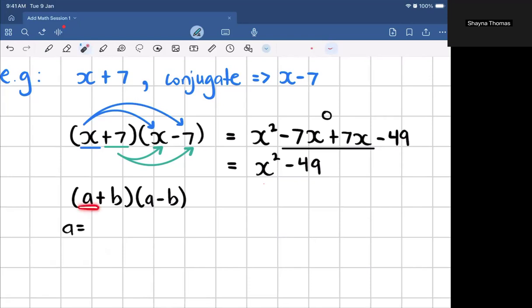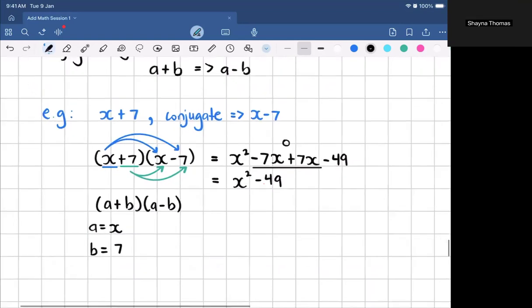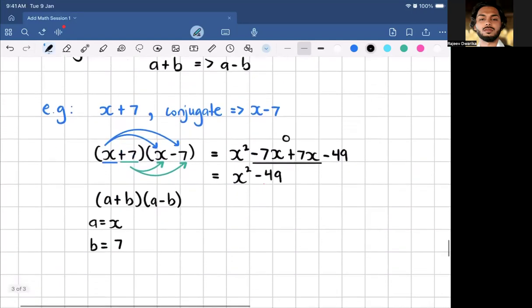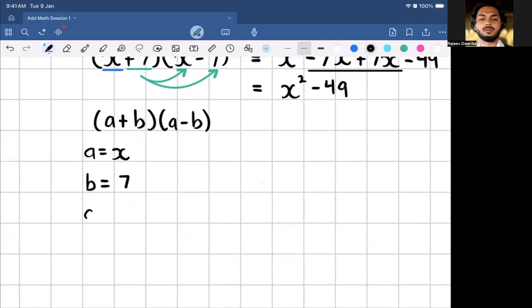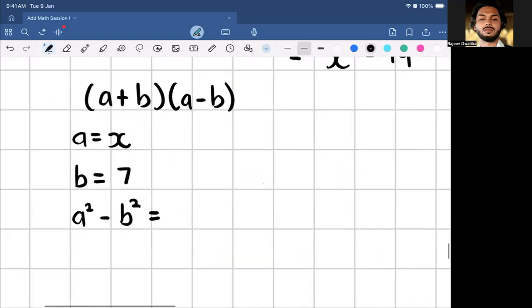A is x. I would say that as well, yeah. And what do you think b is? 7. And doesn't the difference of two squares tell us that you would get a squared minus b squared? Yep, right? So if I did use the difference of two squares, what is a? Remind me, what is a? A is x, right? Yes, sir.